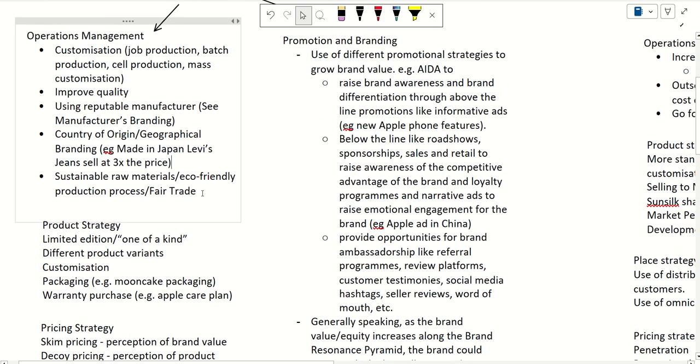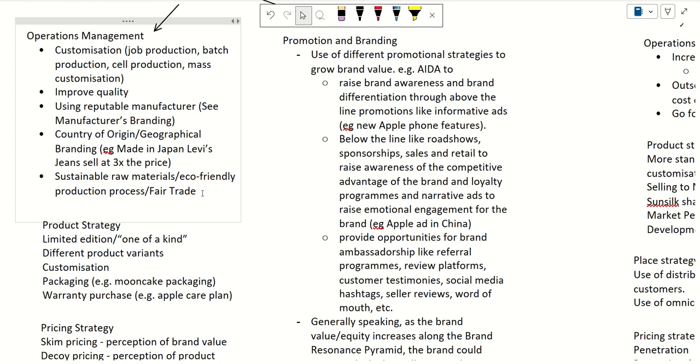Some people also include sustainable raw materials and eco-friendly production processes. I will talk about fair trade later. They include all this and tell the consumers that, hey, you are paying more, but you're also paying more because I'm using eco-friendly products.